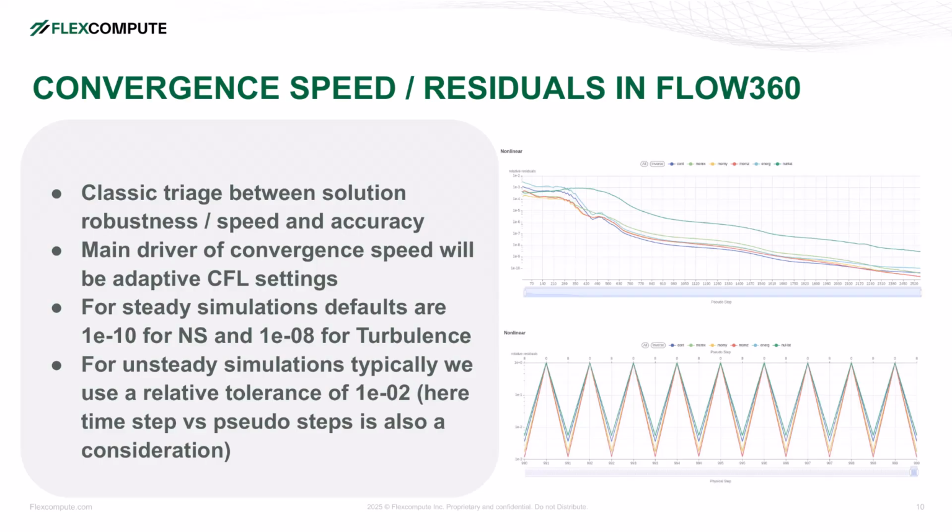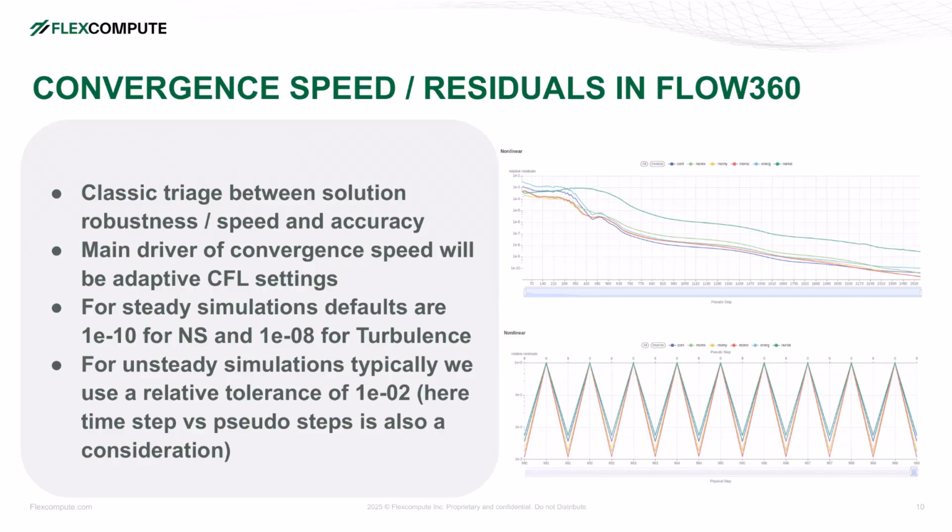For steady simulations, the default absolute tolerances for residuals are typically sufficient. For example, the Navier-Stokes default is set at 1 times 10 to the minus 10 power, and turbulence residuals at 1 times 10 to the minus 8 power. These defaults generally do not need to be changed.